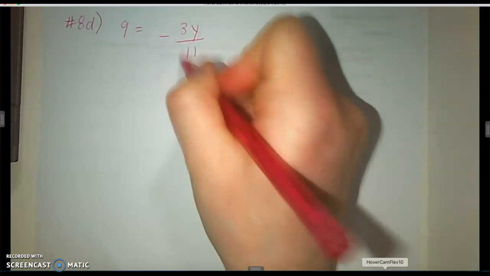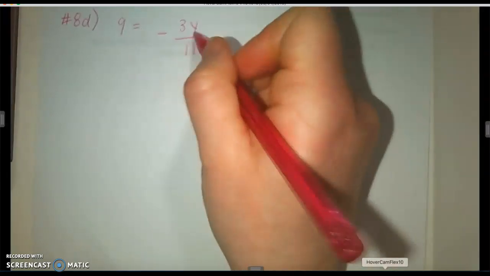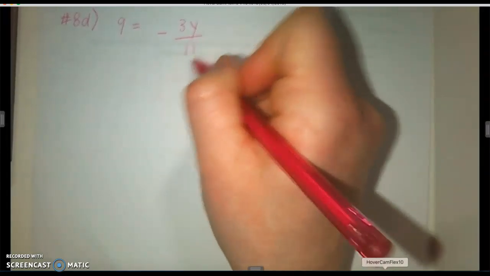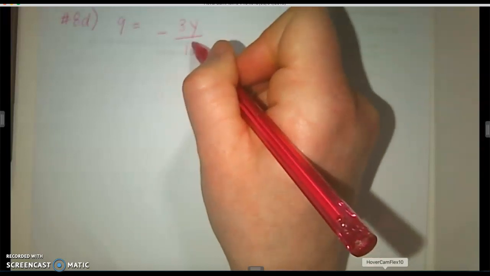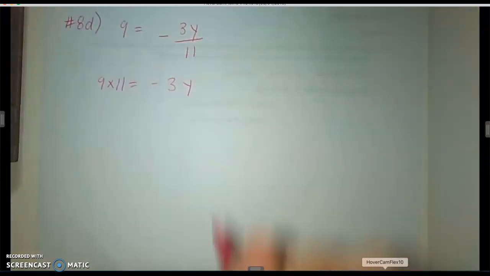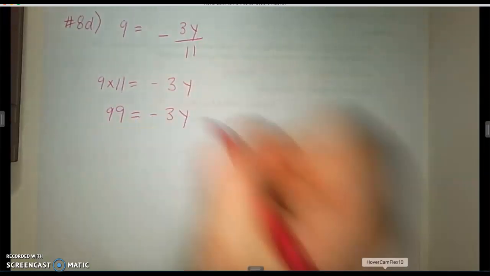Okay, I'm going to get rid of the over 11 first, just because I find that easier. So I'm dividing by 11. I have to do the inverse, which means I'm going to multiply by 11 on the other side. Okay, and 9 times 11, you could do that on your calculator. I know it's 99 equals negative 3y.